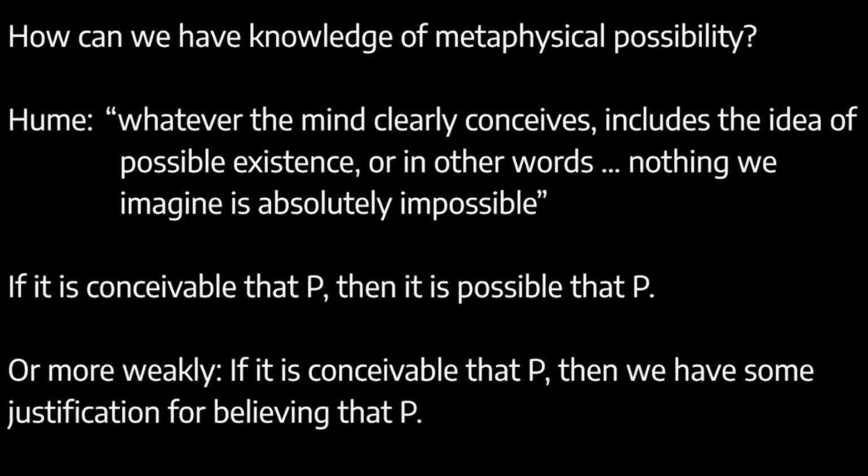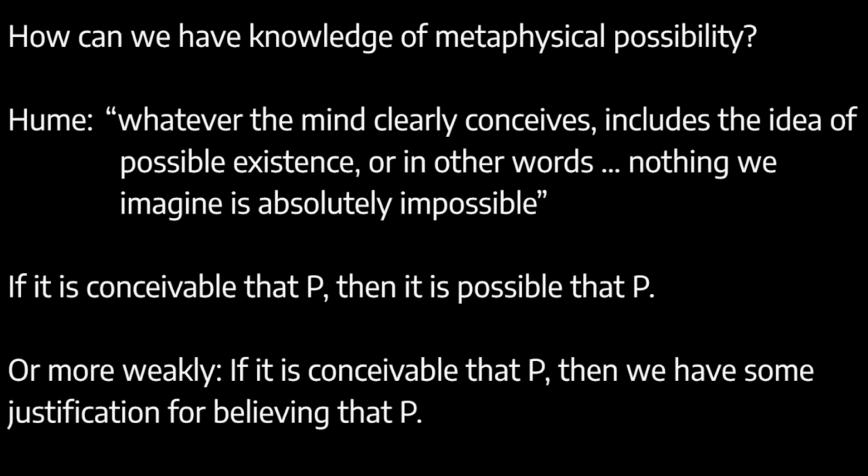If it is conceivable that P, then it is possible that P. We might endorse a weaker principle along the same lines, that conceivability indicates possibility or is evidence for possibility, even if it doesn't strictly entail possibility. So we would then say that if it is conceivable that P, then we have some justification for believing that it is possible that P. I see that what I've written on that slide is wrong. That should say, if it is conceivable that P, then we have some justification for believing that it is possible that P.